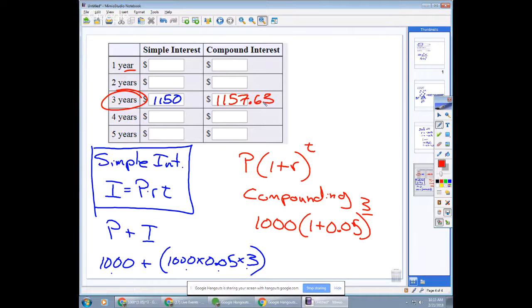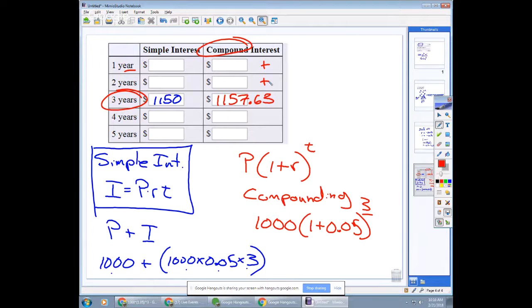And again, what's the difference here? The difference is that with compound interest, you get a little bit more money here, and that collects interest. Then you get a little bit more money here, and that collects interest. So with compound interest, your interest collects interest. With simple interest, nope. There's no intermediate step. It's just an end number.